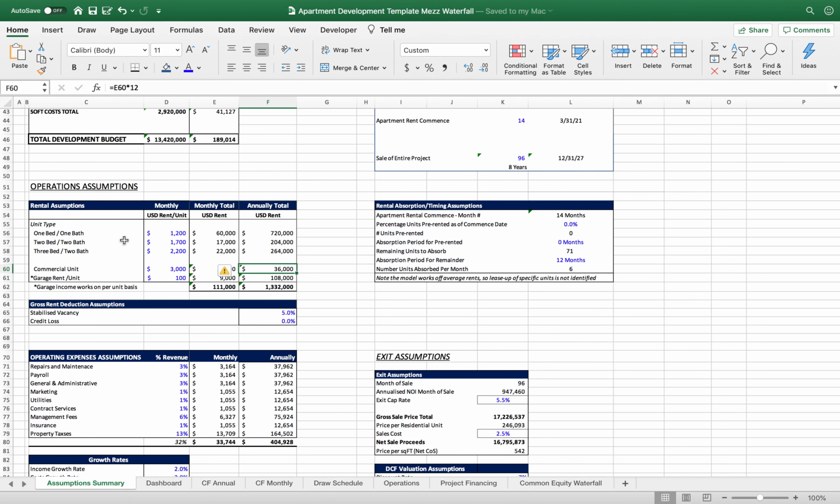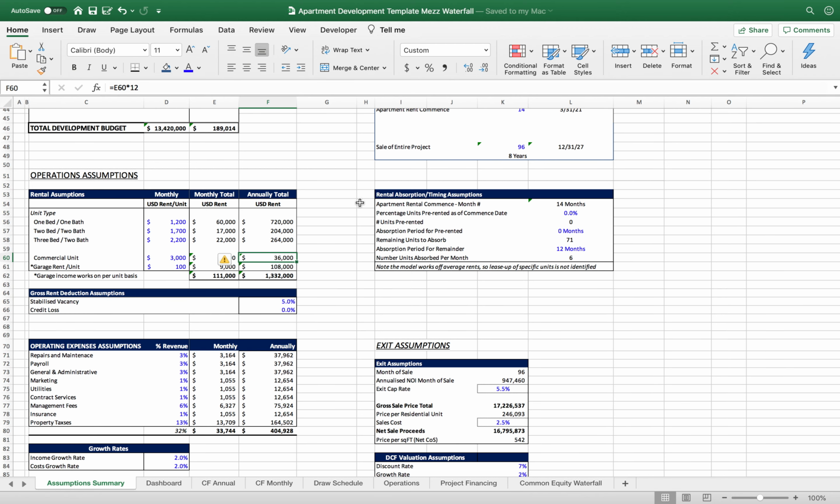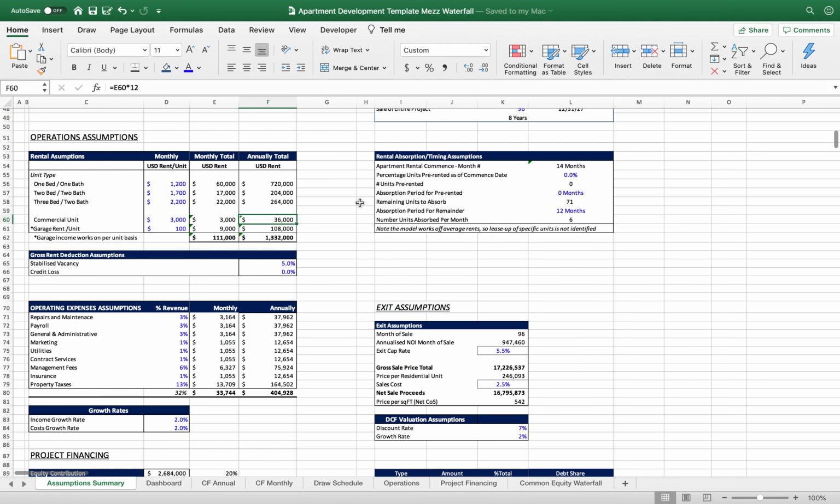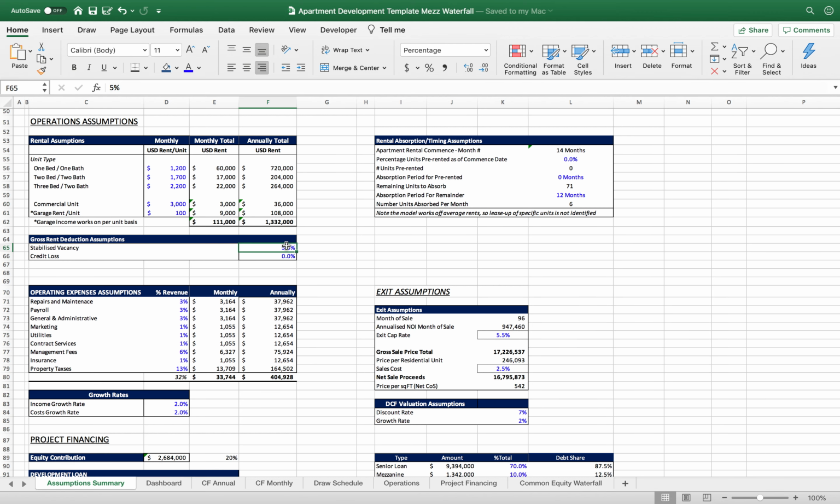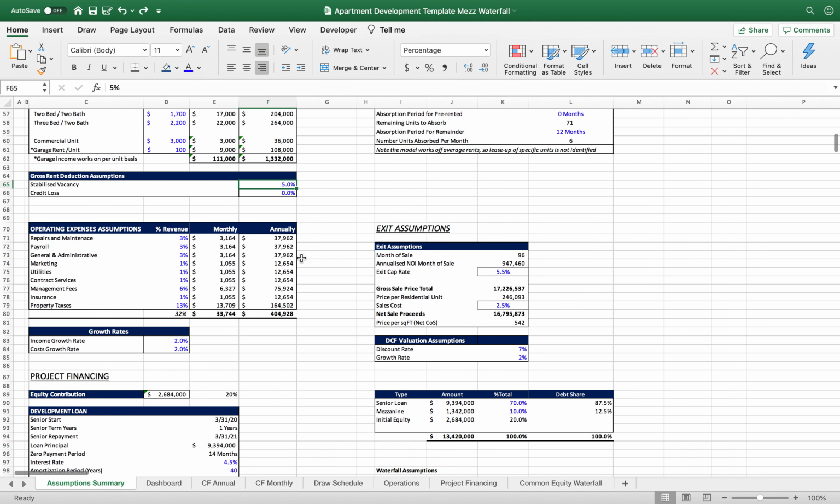Rental assumptions, where you can choose the rental rates for the residential and commercial units. Rental absorption and timing. This is where you choose the number of months it will take you to lease up the property to 100%. And then you apply the stabilized vacancy. You can choose 5% or 0% depending on whether you want your property to be 100% occupied within the holding period, or you want to be on the safe side and apply some stabilized vacancy.